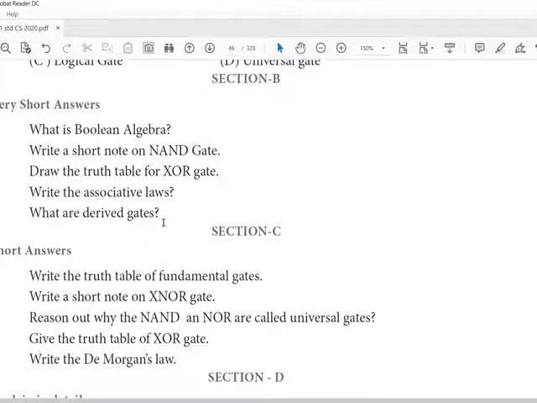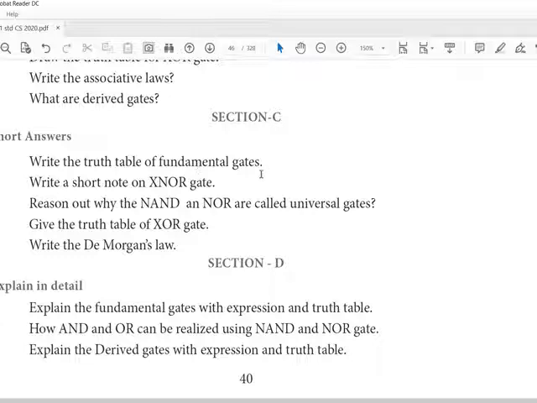Then derived gates. Then truth table for fundamental gates. Short note on XNOR. NAND and NOR are called universal gates because with a combination of NAND alone we can form any fundamental gate. With a combination of 2 or 3 NORs we can form the fundamental NOT, OR and AND gates. That's the reason NAND and NOR are said to be universal gates.